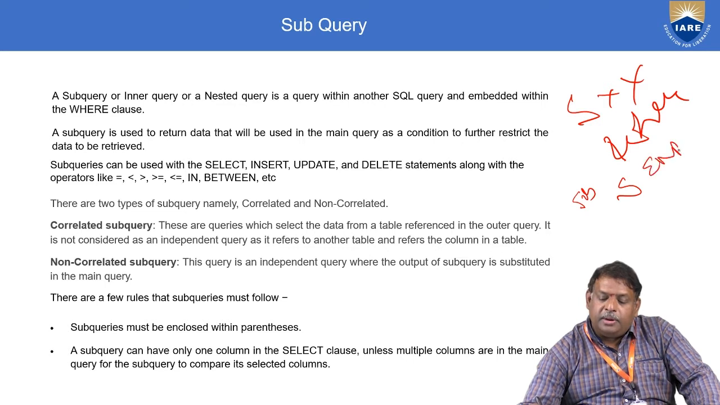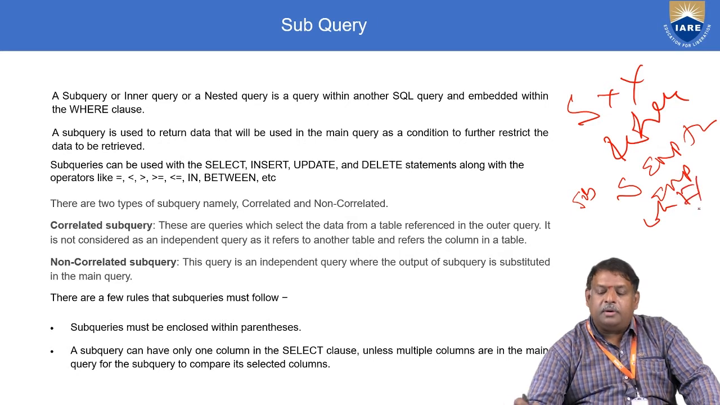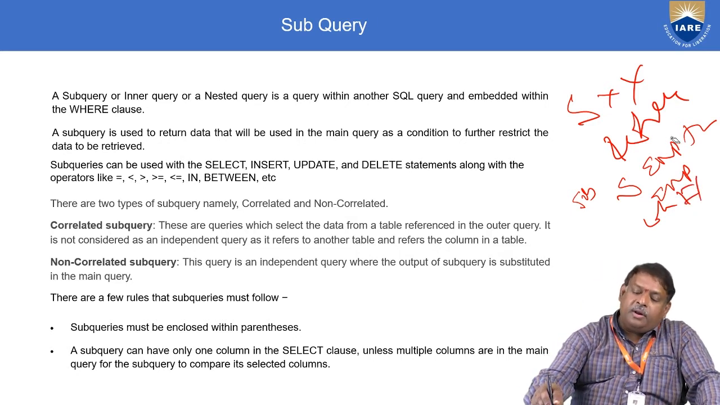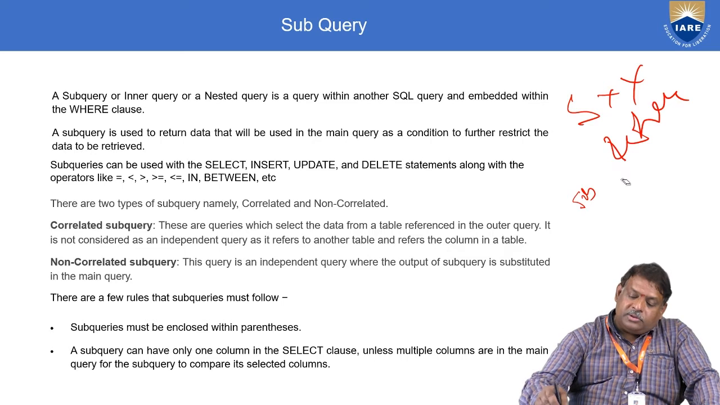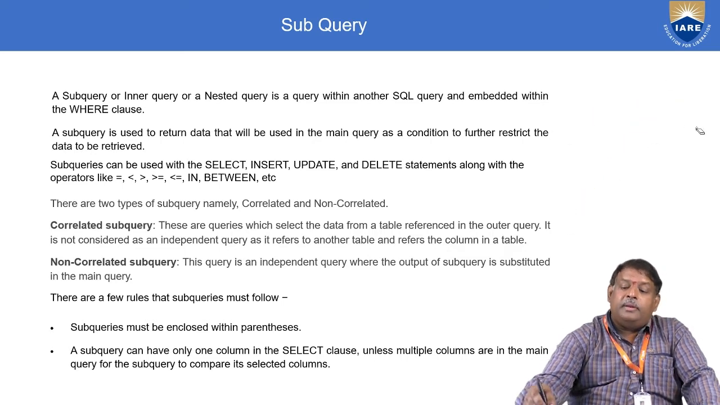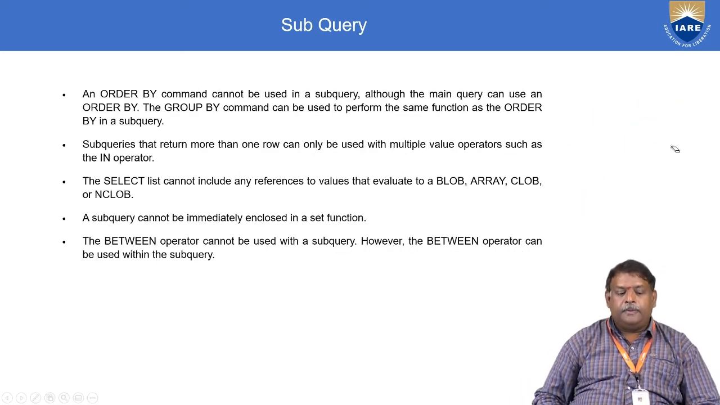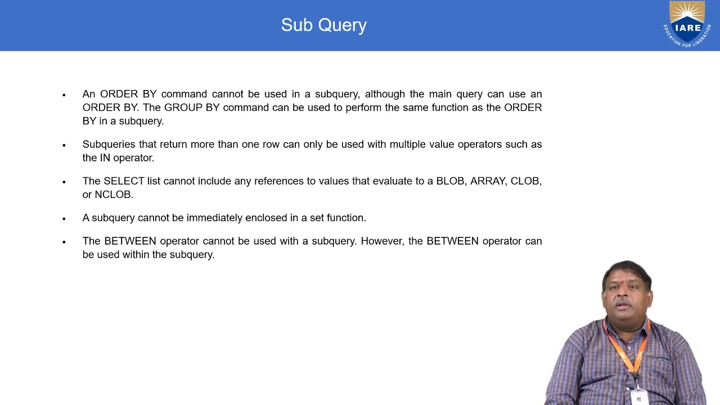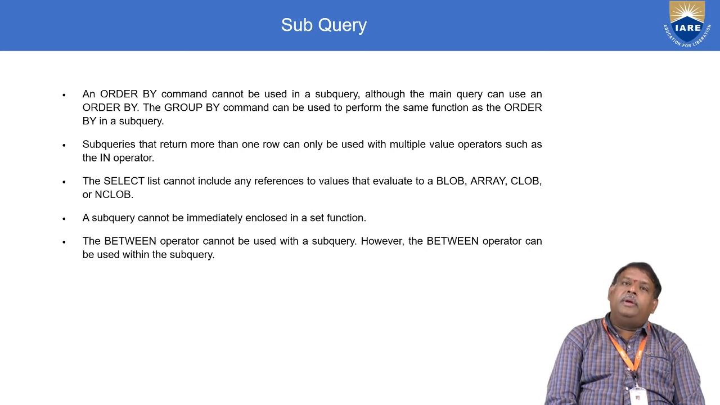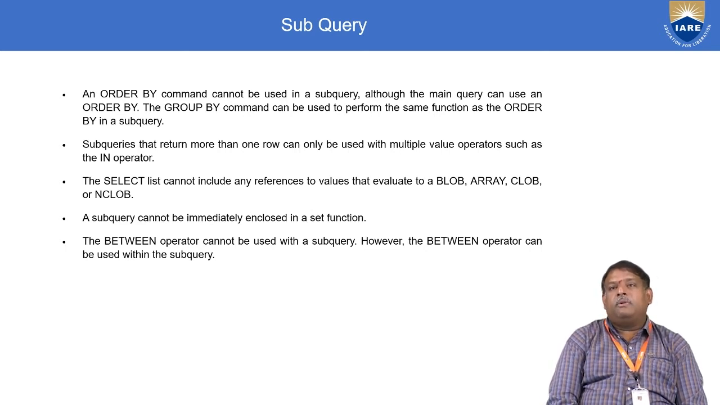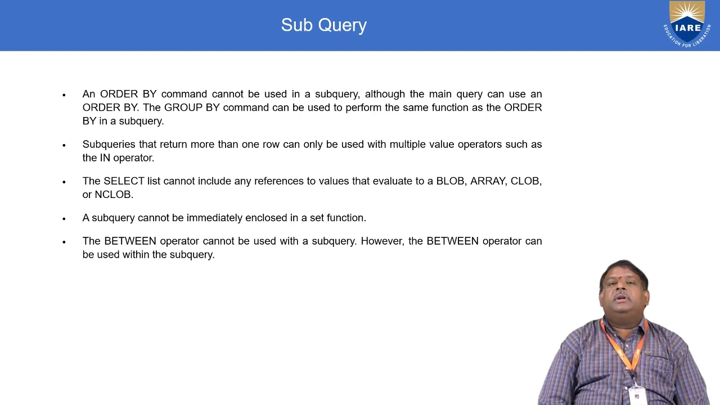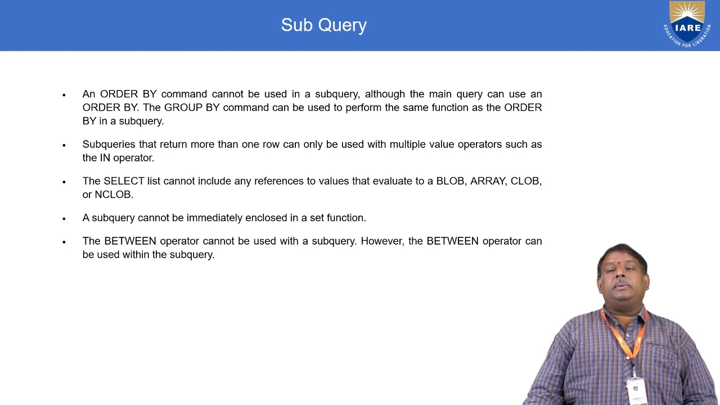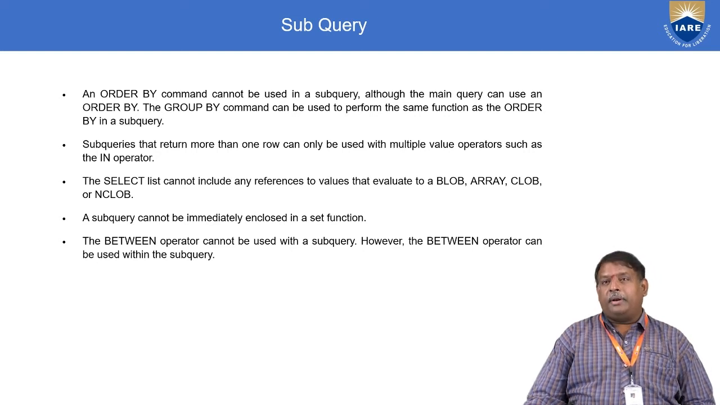For example, select EMP number from EMP where 1 is equal to 1. You can have only one column in the subquery, but we can have n number of columns in the main query. An ORDER BY command cannot be used in a subquery, though the main query can use an ORDER BY. The GROUP BY command can be used to perform the same function as the ORDER BY in a subquery. Subqueries that return more than one row can be used with multiple value operators such as the IN operator.